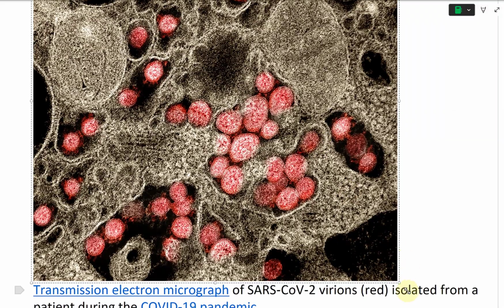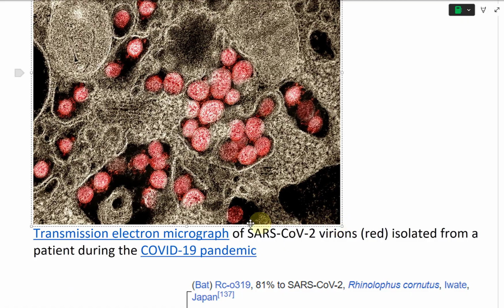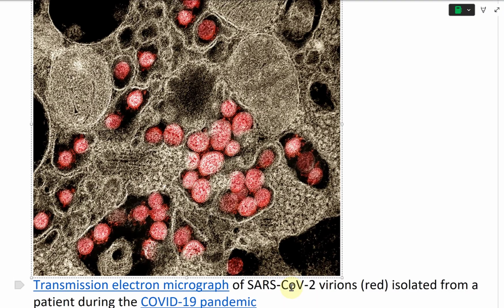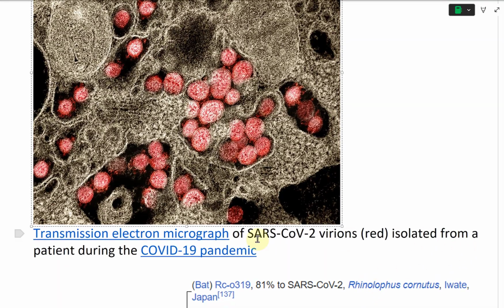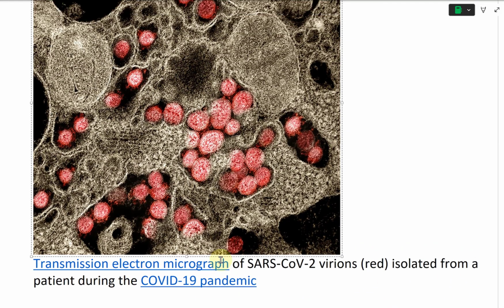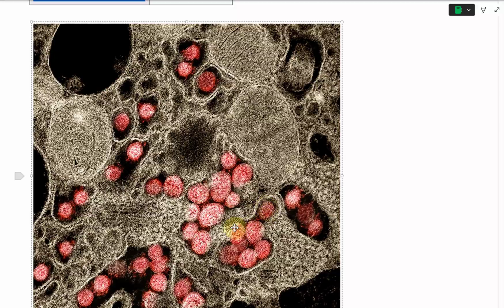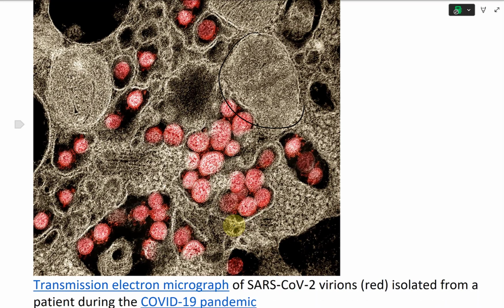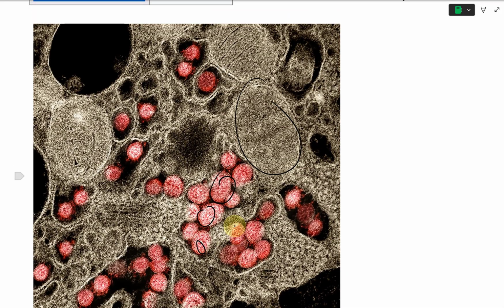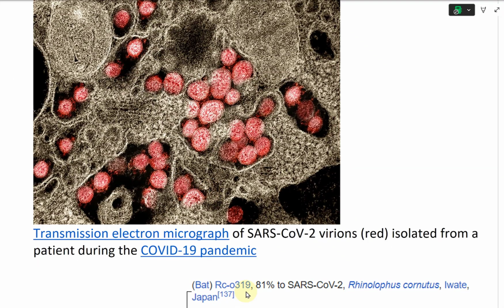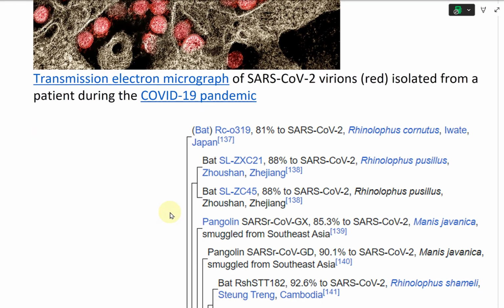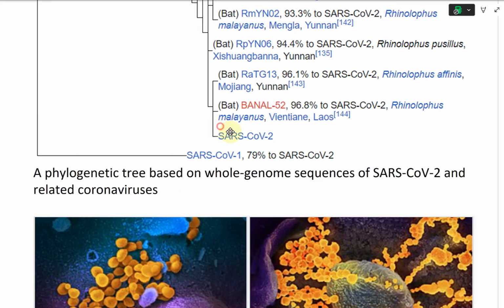Now here is another supposed isolate. Transmission electron micrograph of SARS-CoV-2 virions, isolated from a patient during the COVID-19 pandemic. So if this is isolated, why is there other stuff? This is colorized, so these little things are supposed to be the virus, and these are other cells. In other words, it's not, in the common-sense meaning, isolated. It's whatever this is.